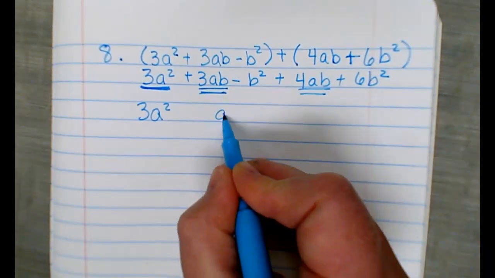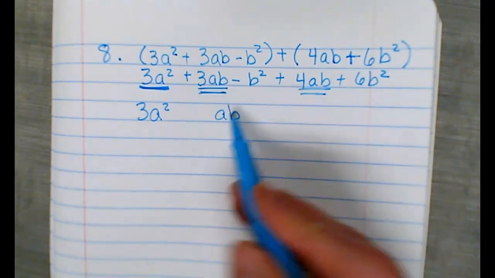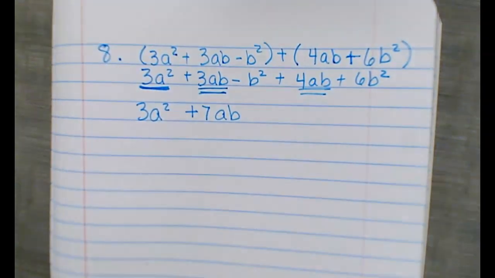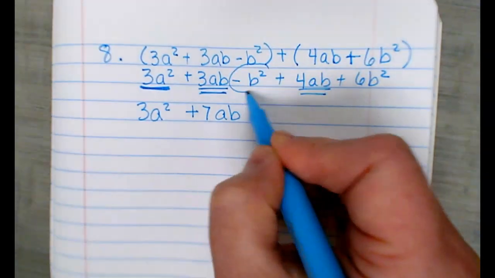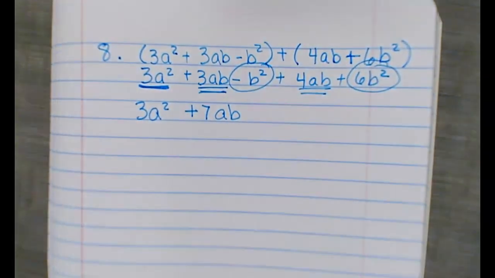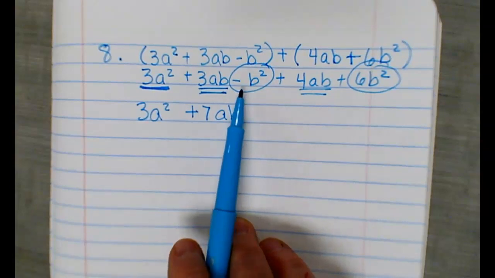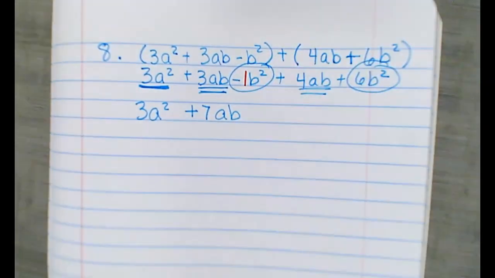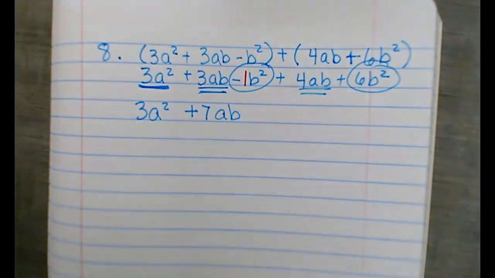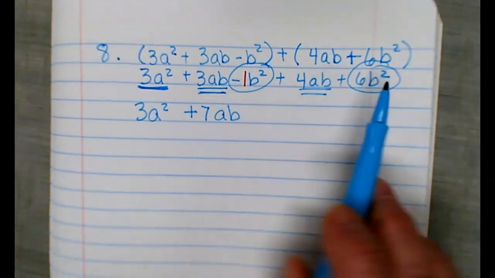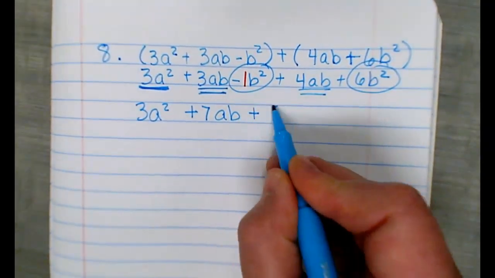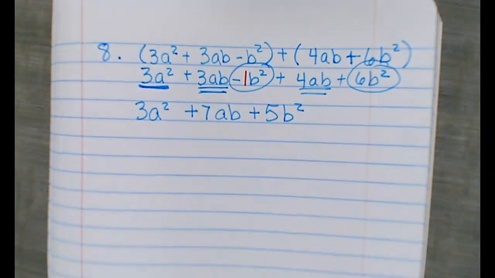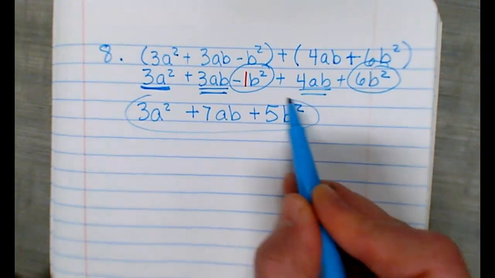And the answer is also going to have an ab in it, and 3 plus 4 would be. And then this one has a b squared, and this one has a b squared. This one doesn't have a number in front of it. So that means that I have one of those. And I most often go ahead and write the one in so I don't forget about the one. So I have a minus 1 and a plus 6. So that is the polynomial added together.